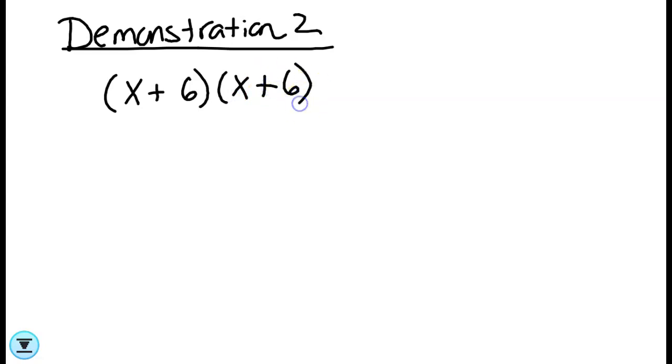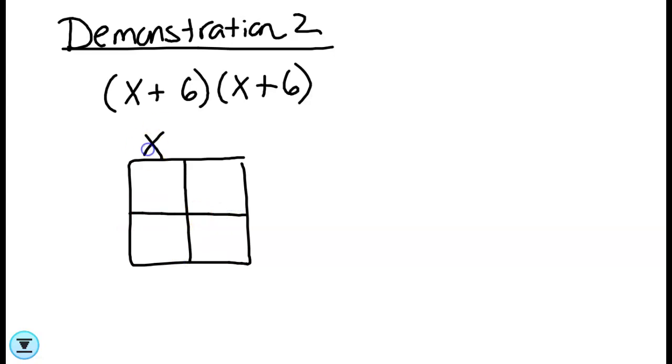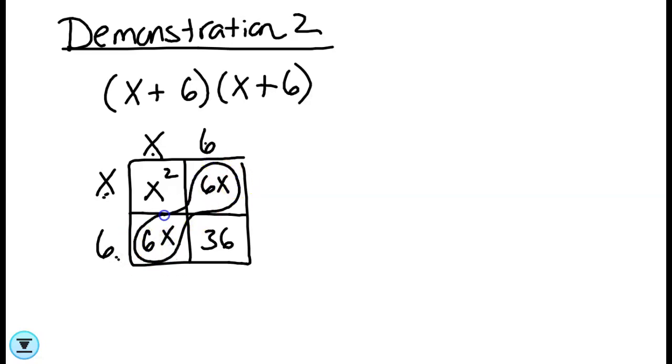So let's say I have x plus 6 times x plus 6. All right? Well, let's see what happens with that situation. We have x times x, which is x squared. We have 6 times 6, which is 6 squared, which is 36. And then we have x times 6, which is 6x, and x times 6 again, which is 6x. So we end up with 2 of those. And they're exactly the same this time. Instead of being opposites, they're exactly the same.